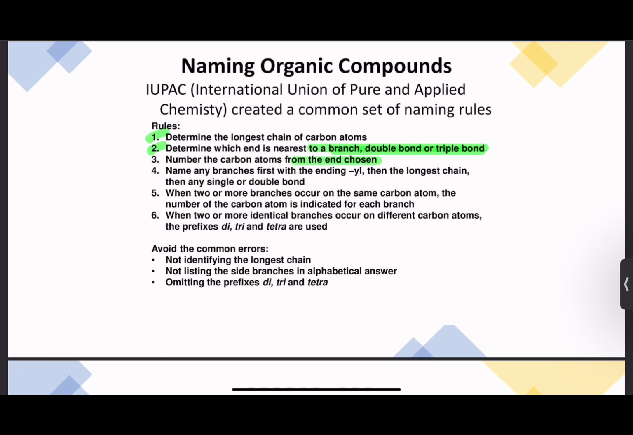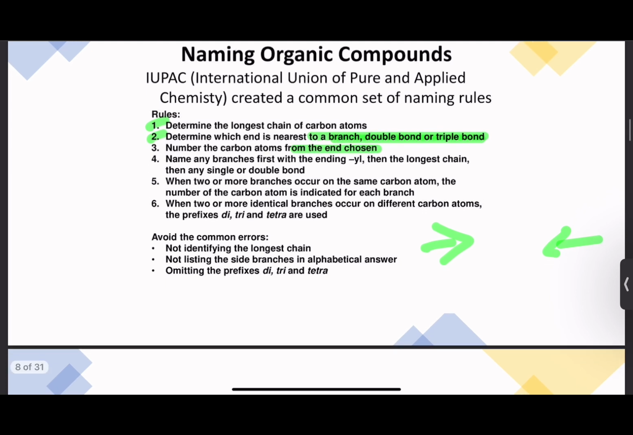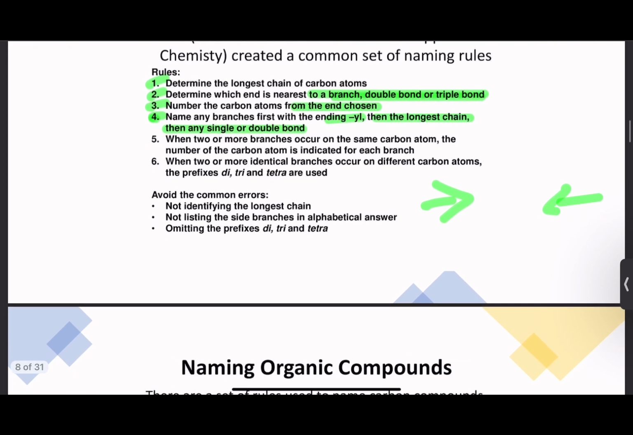Number the carbon atoms from the end chosen. Once we find which end we're going to start numbering from, whether left or right, we would know where we start numbering. And then we're going to name each branch with the ending -yl, like alkyl groups. Then the longest chain, then any single or double bond.